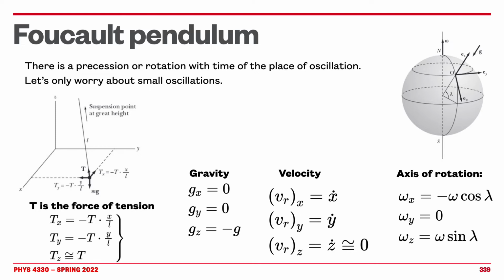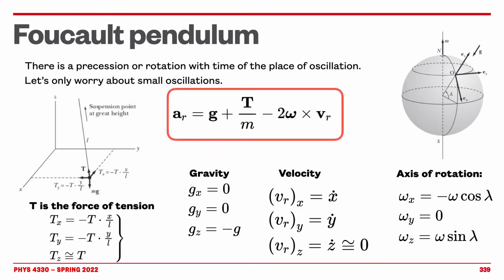Remember that the Coriolis force will be omega cross Vr. And the velocity will have components x dot, y dot, and we will suppose that the object does not move much along z. It's actually not exactly true, of course, because as the pendulum moves, the z component changes a little bit. But if we have small oscillation and the length of the pendulum is long, the z dot is essentially 0.